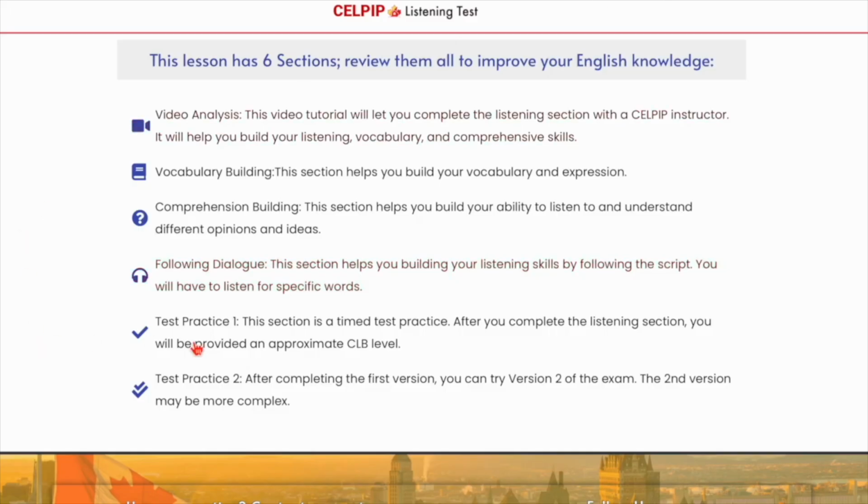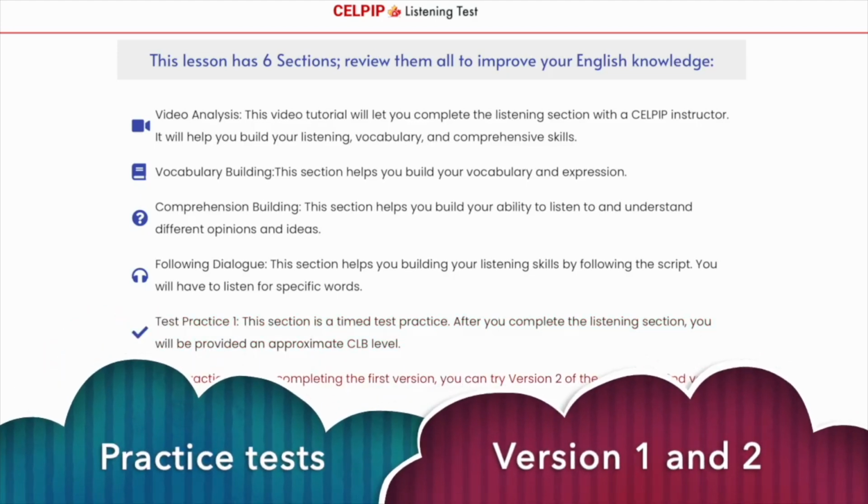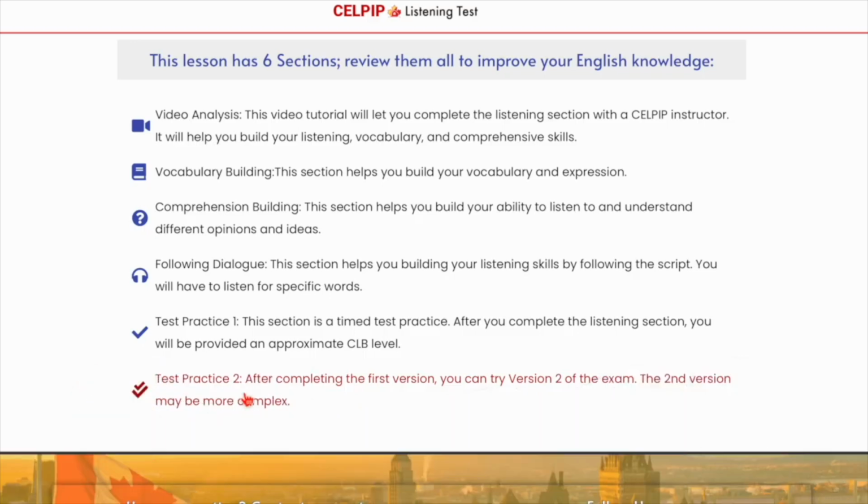And then over here we have the test practice 1, which we will be doing today, and test practice 2, which you can do to practice after. It's just version 2. Great, great exercise. All right, now let's get started with today's listening. Practice test 1.